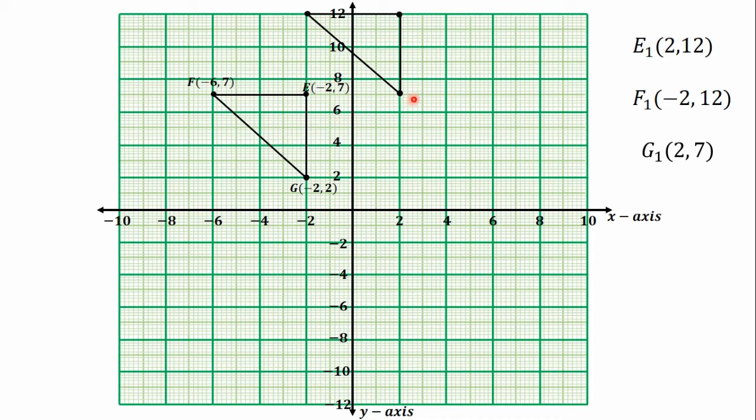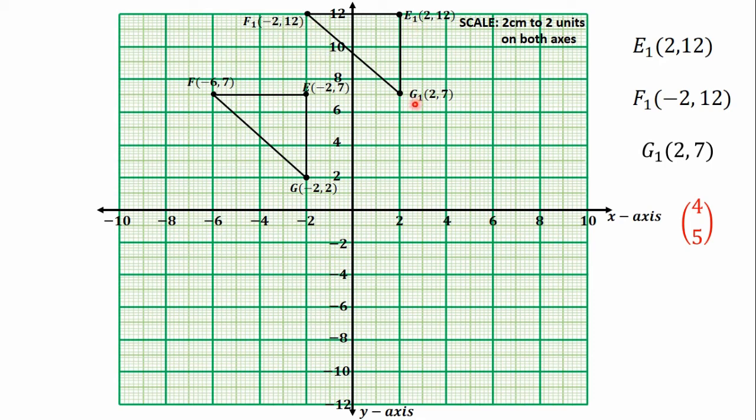Let's write the coordinates of each of the vertices against it. The coordinates of this one is 2, 12. So E1 is 2, 12. The coordinates here, that is F1, is minus 2, 12. And the coordinates here, that is G1, is 2, 7. The scale we used on the graph sheet is 2 centimeters to 2 units on both axes. So after translating triangle EFG with the translation vector 4, 5, we get the image triangle E1, F1, G1.